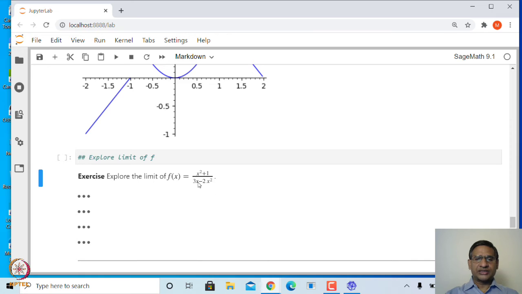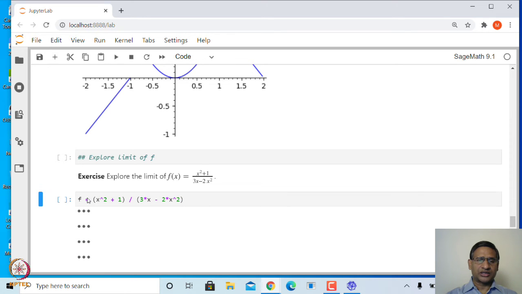Now, let us look at another example. Let me just give you this as an exercise. You explore the limit of the function f(x) equal to x square plus 1 divided by 2x minus 3x square, that is, 3x minus 2x square. The points at which the denominator is 0 will be 0 and 3 by 2. At those points you should see what the limit is, and you should try to explore. Okay.